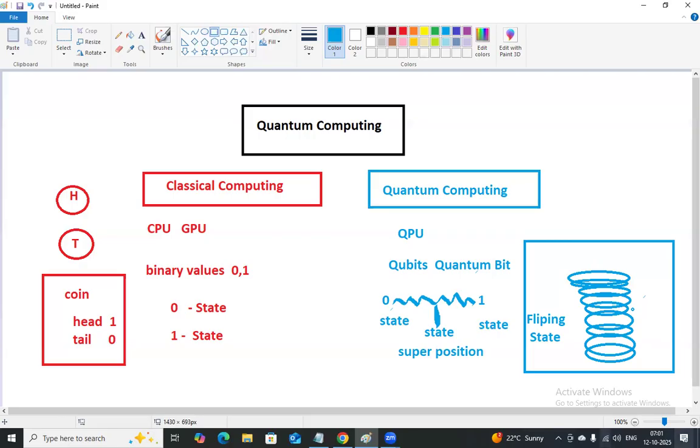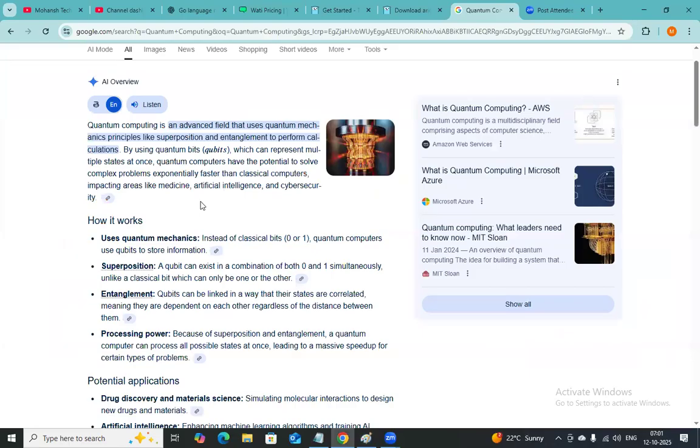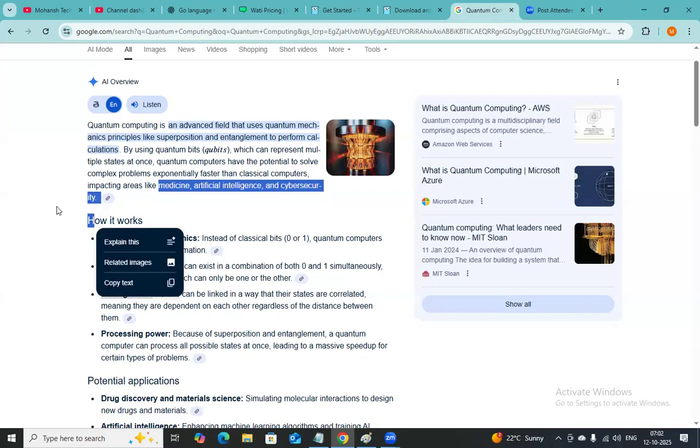Let me show how quantum computing is available. Quantum computing is an advanced field that uses quantum mechanics principles: superposition and entanglement. Entanglement is a kind of relation between qubit and qubit. Using quantum bits, or qubits, it has different use cases to solve complex problems exponentially faster than classical computers, impacting areas like medicine, artificial intelligence, and cybersecurity. These are the major areas where quantum computing is going to hit the market.